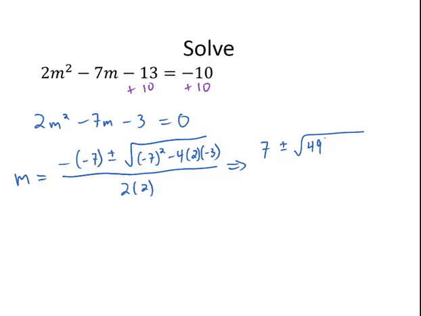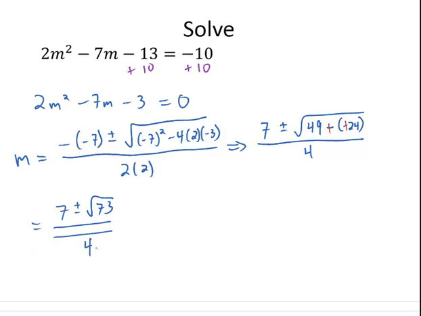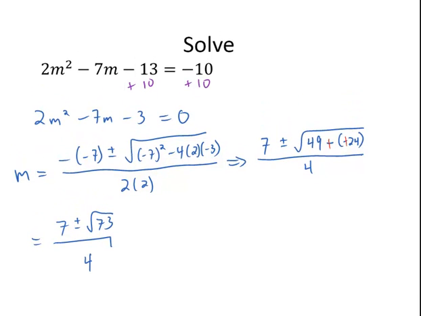Now here we have to be careful. We would have minus 4 times 2 is 8 times negative 3 is a negative 24. So we have 4 minus negative 24 under the radical. And we'd have a 4 in the denominator. So now remembering that when we subtract a negative, that's the same as adding a positive, we would have m equals 7 plus or minus the square root of 73 over 4. So 7 plus or minus the square root of 73 over 4.